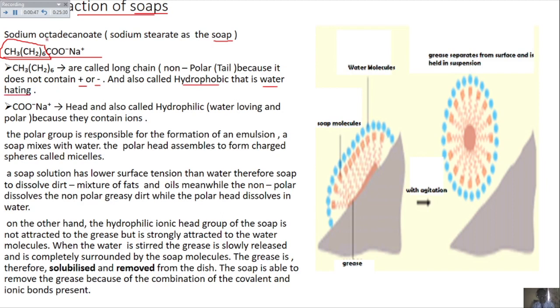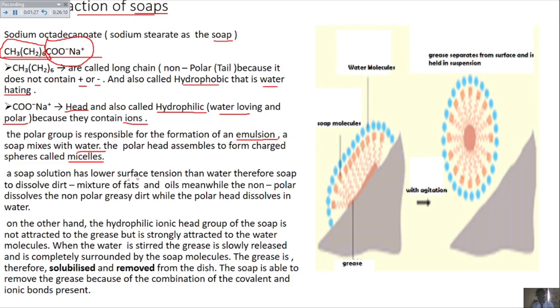This side here is called the head, and it is called hydrophilic. Hydrophilic means water loving, and it is polar because it contains ions. The polar group is responsible for the formation of emulsion. The soap mixed with water, and the polar heads assemble to form what we call charged spheres called micelles. These are the micelles.